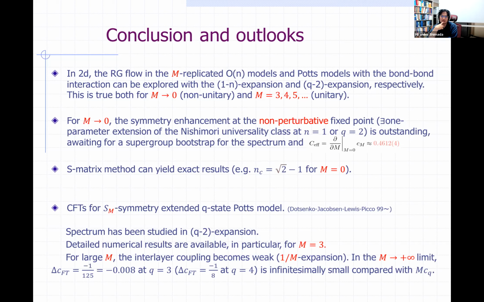It might be interesting to consider the model at M infinity, like spherical models. If I compute the central charge there, actually, this is exact. Higher order corrections, I think, will vanish. For Q equals 3, it's 1 over 125, and for Q equals 4, the shift is 1/8. Some peculiar feature is that this shift is very small compared with M, order of M.